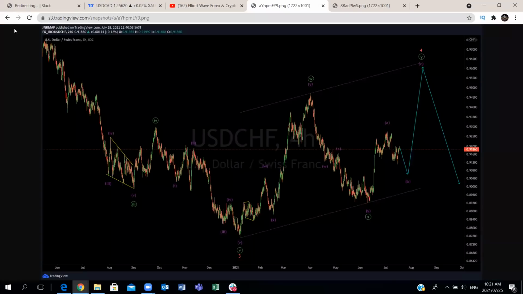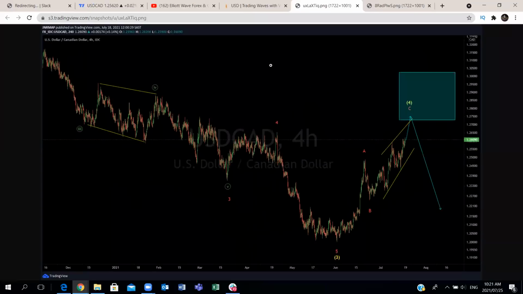That is US dollar CHF. Go back one. Right, let's go to US dollar CAD. So you've already seen this one here. We are focusing this one to push into the blue box and reverse. We are currently making a corrective structure here. How far will this go? We're simply going to look for another leg to around these levels here. That is US dollar CAD.